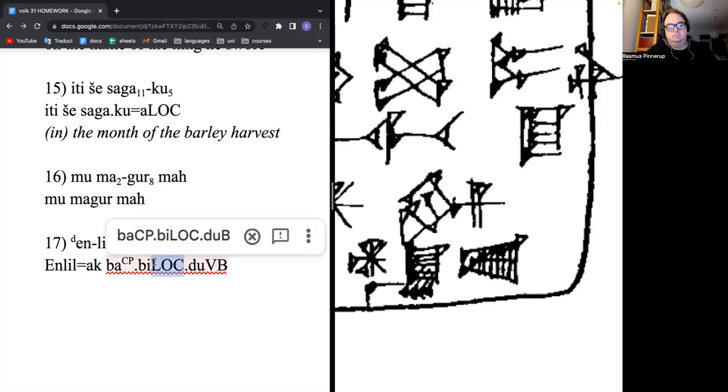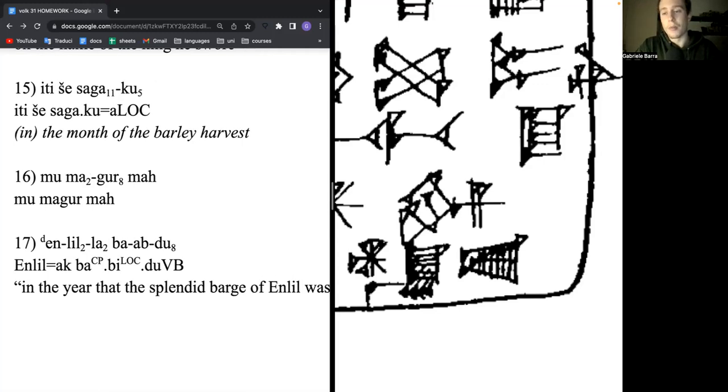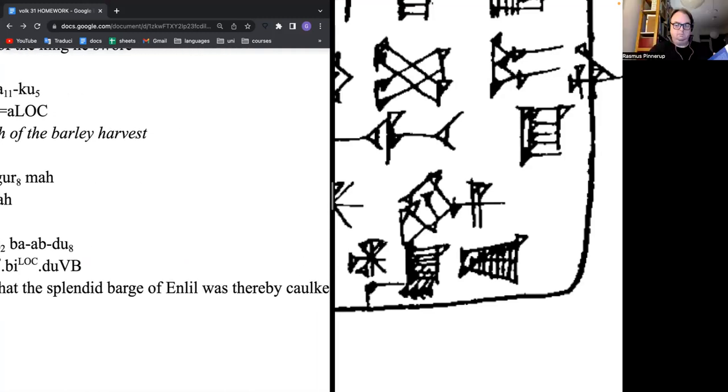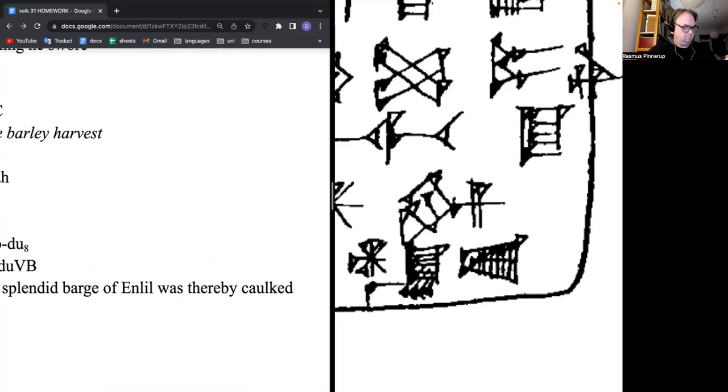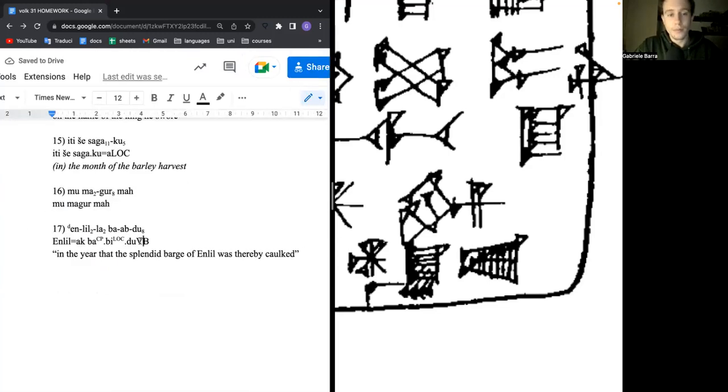Ah, okay. So let's just translate it as a single sentence here. In the year that the splendid barge of Enlil was thereby called. Like this. All right. We made it.